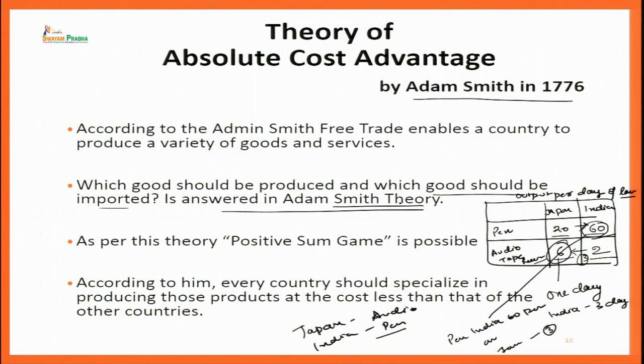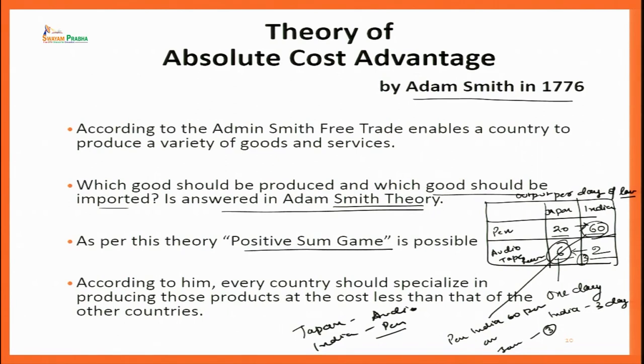This is what people presume, that what ideally I should produce and what I should export, is answered by this absolute advantage theory. On the basis of your production capacity, on the basis of the skill set that you have, you can take a decision that I will be producing audio tape or I will be producing the pen. As per this theory, it is known as a positive sum game.